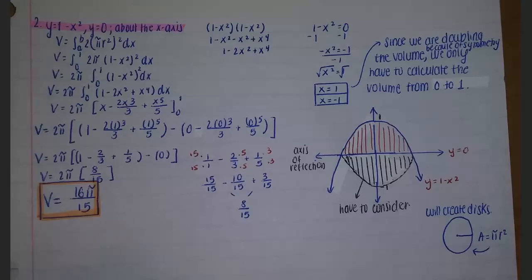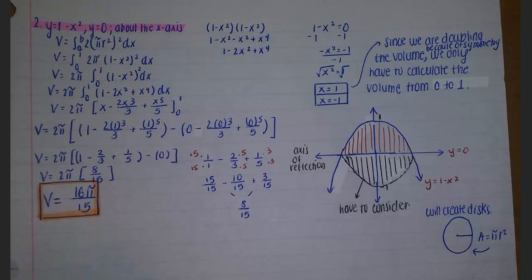Yeah, it came back. Okay, so as I was saying, when I graphed the functions that were given, y equals 1 minus x squared and y equals 0, I realized that it would produce disks rather than a washer with no hole in between. So because of the symmetry, I decided to only calculate the volume from 0 to 1 and basically double it.